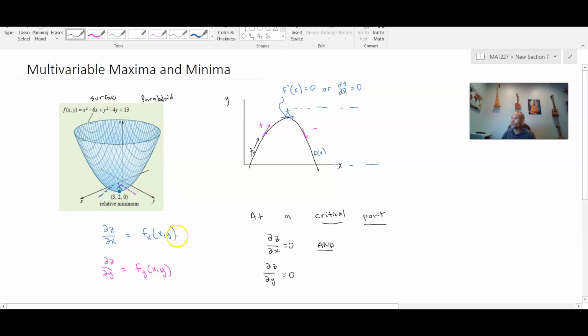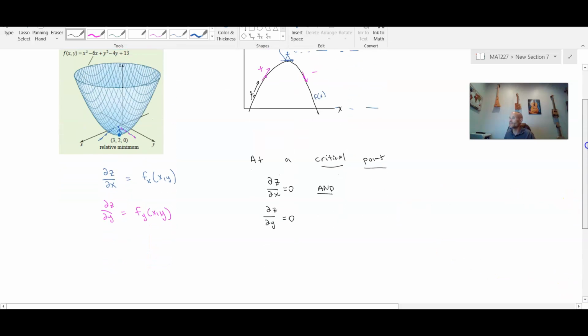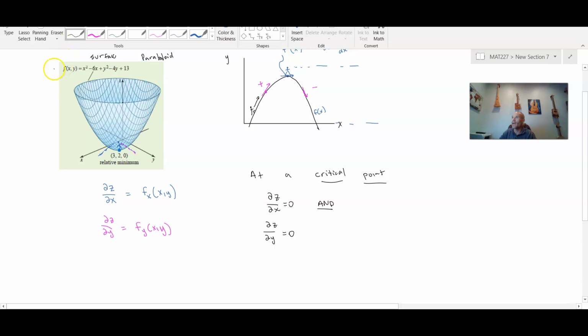In this situation, we have two components. We need to know the x and the y position at which that point occurs. So let's go ahead and analyze this function. Our function is f of x, y equals x squared minus 6x plus y squared minus 4y plus 13. So for that function, I'll go ahead and copy it down here.